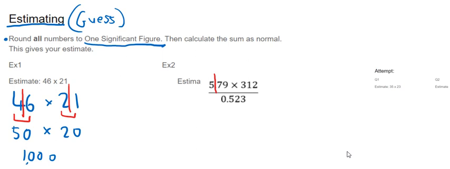5.79, 5 is the first significant figure. The 7 means that the 5 will go up by 1, so it will become a 6. So the 5.79 would round off to 6. 312 there, if I put a line down after the 3, which is the first significant figure, the 1 means that the 3 stays the same, and then everything after the line becomes 300. So 6 multiplied by 300 on top. And on the bottom, the first significant figure there is the 5. It's not the 0, because we're looking for the first non-zero digit. The 2 after the line means that the 5 stays the same, so it would be 0.5 on the bottom.